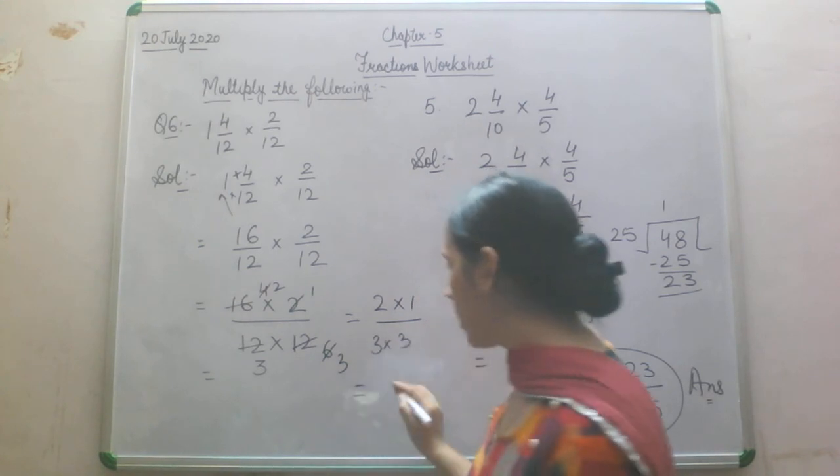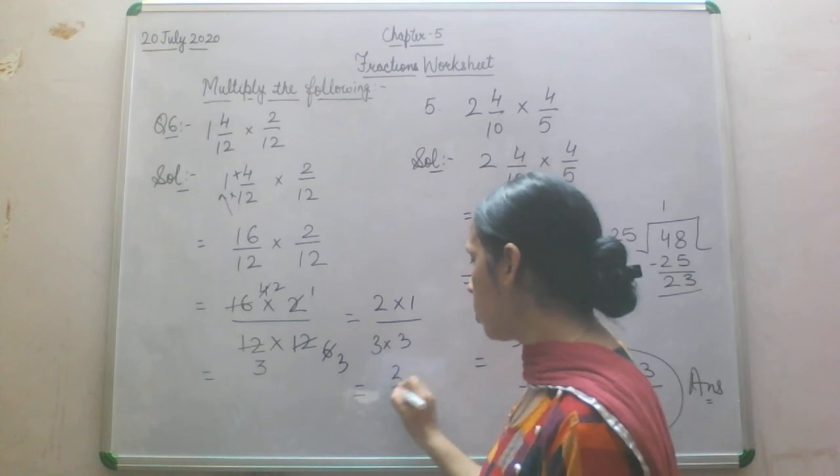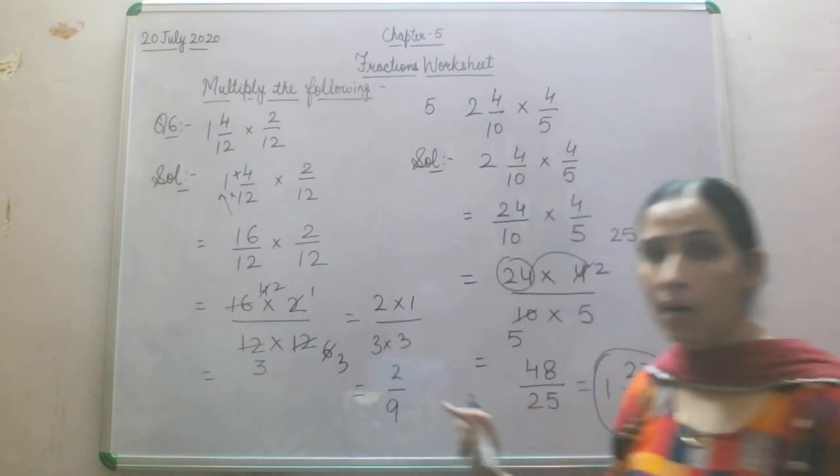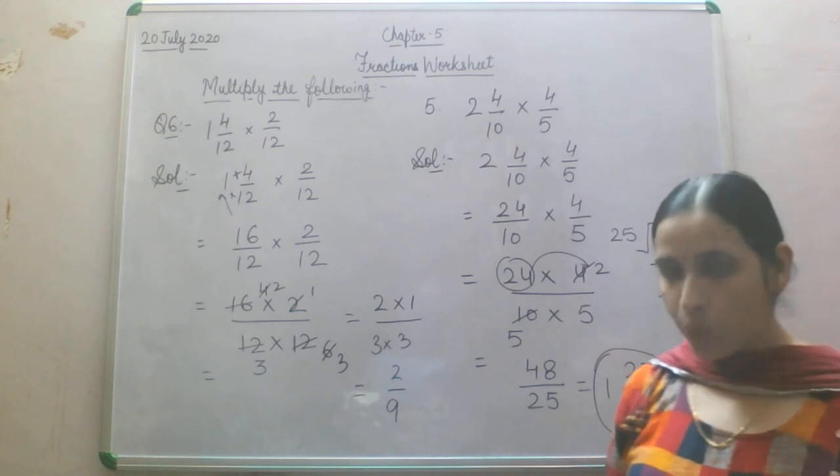So what is your answer? The answer you have got is 2 by 9. 2 ones are 2 and 3 threes are 9. So this will be your answer.